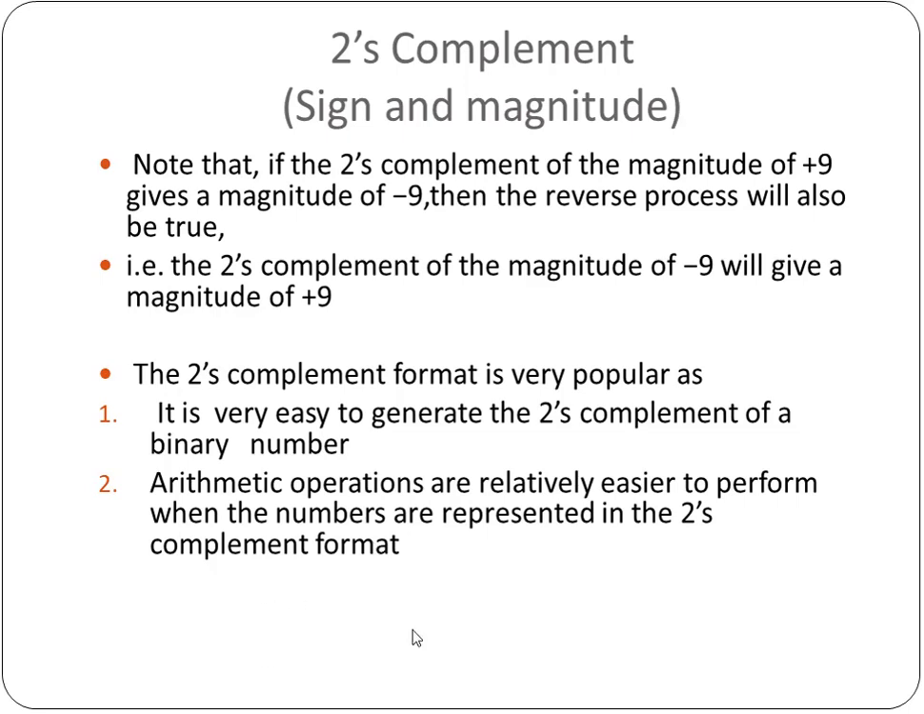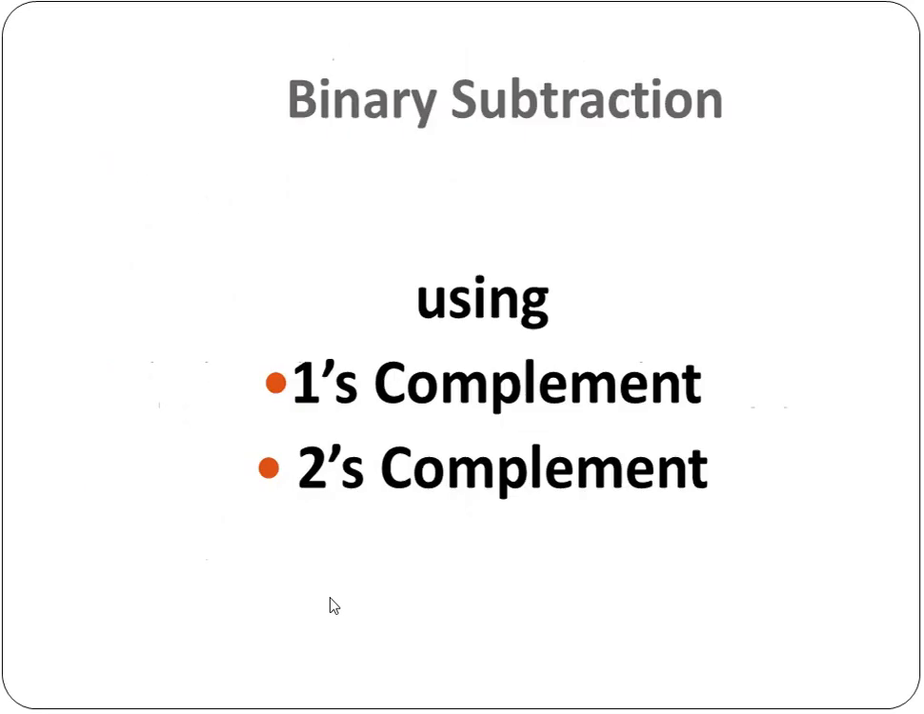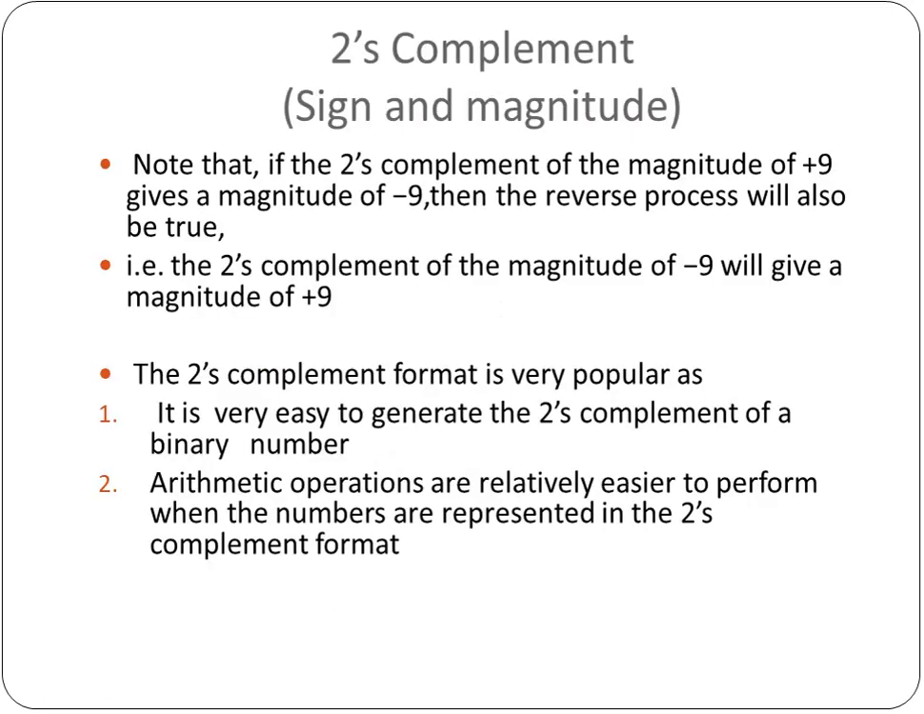The 2's complement format is popular because it is very easy to generate the 2's complement of a binary number: just complement the number and then add 1, and you will get the 2's complement of the number. Also, arithmetic operations are relatively easier to perform when numbers are represented in the 2's complement form. So we will see afterwards how addition, subtraction, multiplication and division are very easy with the 2's complement format.